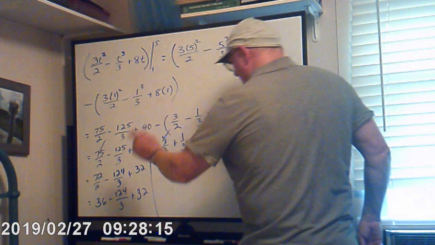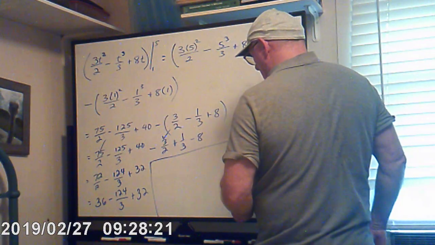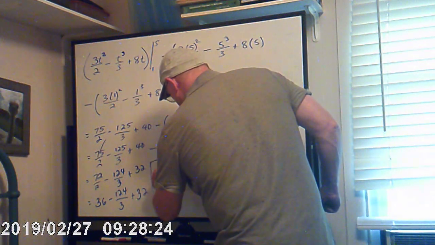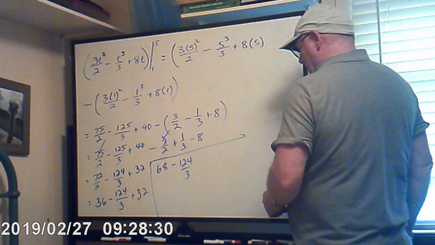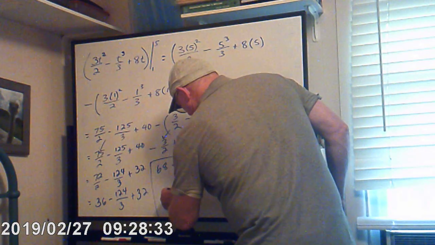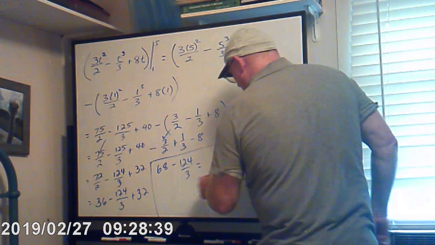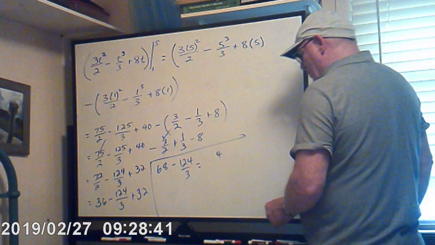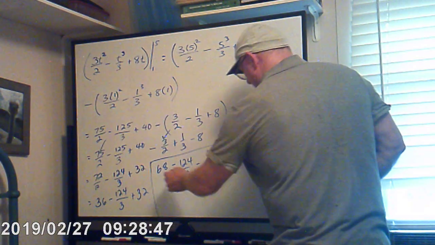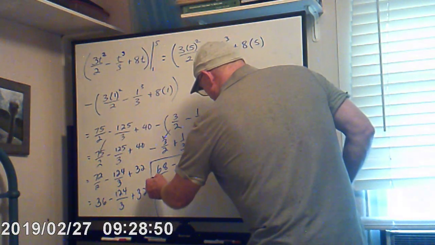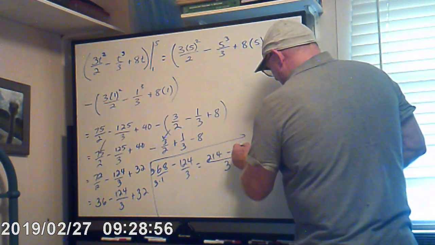I know it's going to be right. 68. 68, I think that's right, isn't it? 68 minus 124 over 3. So 3 times 8 is 24, 3 times 6 is 18, 19, 20, 21. So we have that all over 3, because I just multiplied by 3, didn't I? That's all I did there. Minus 124, all divided by 3.